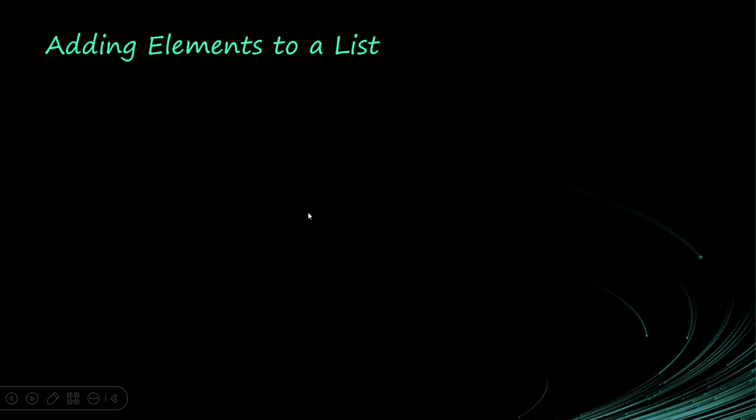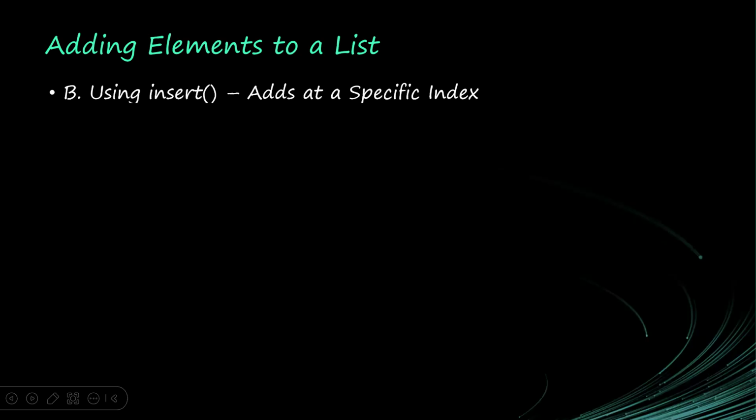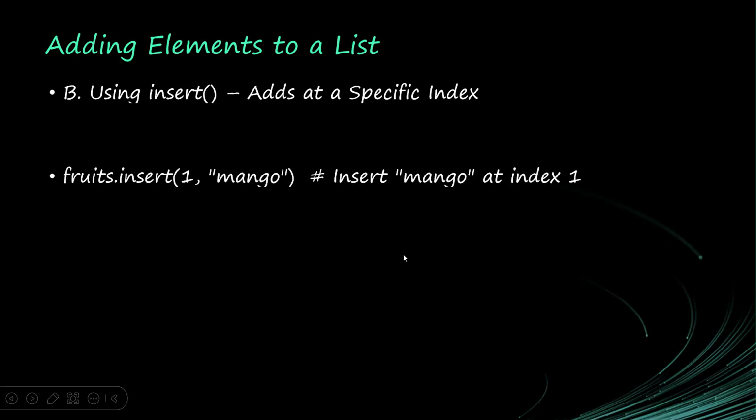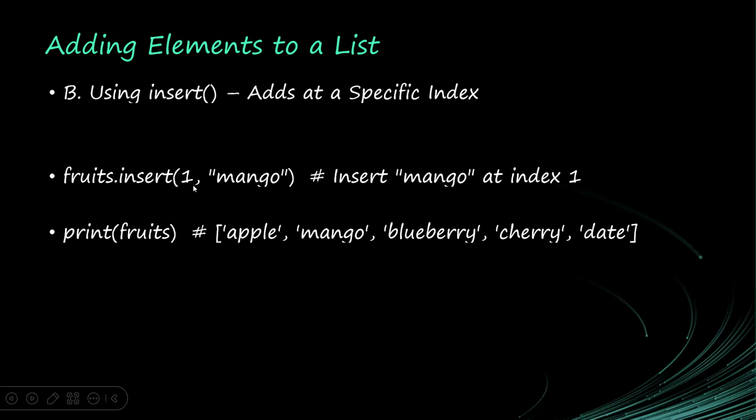But if you want to add an element at a particular index, you use insert. When you use the append method, it will add it at the end. But when you want to insert it at a particular index, a specific position, you have to use the insert method. So here we are inserting this mango at index 1. That means it's going to shift the other elements, and add this at index 1.